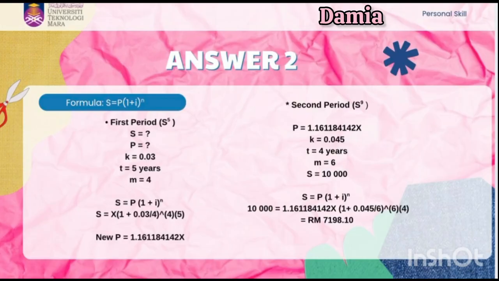And on the other hand, our M for the second period is also 6, and the S is 10,000, which is information that is already given in the question. So here, we will also use the same basic formula, which is S equals to P, 1 plus i, powered by n. So here, we can insert our given information, which is 10,000 equals to 161184142x, 1 plus 0.043 over 6 powered by 6 times 4. Now, if we press our calculators, we will finally get the answer as RM 7198.10.